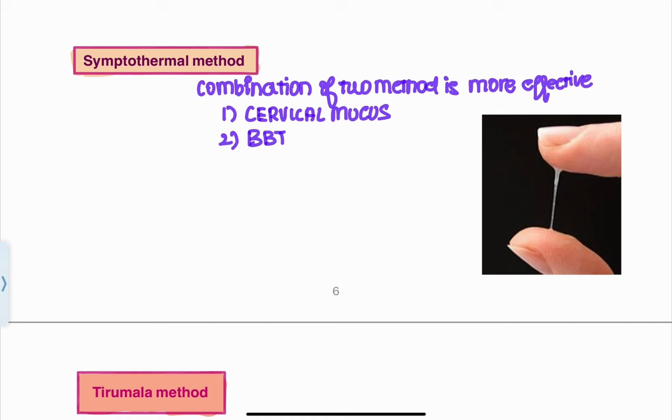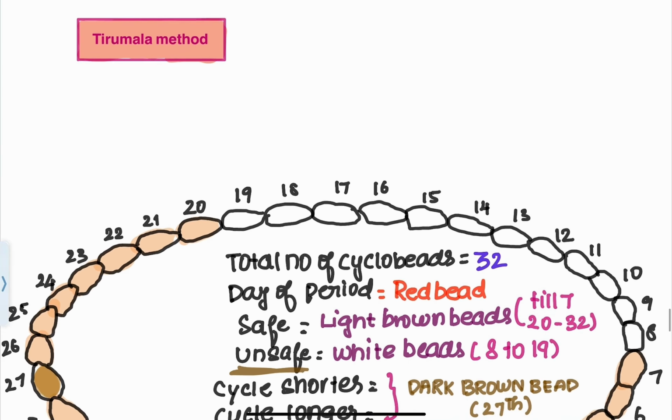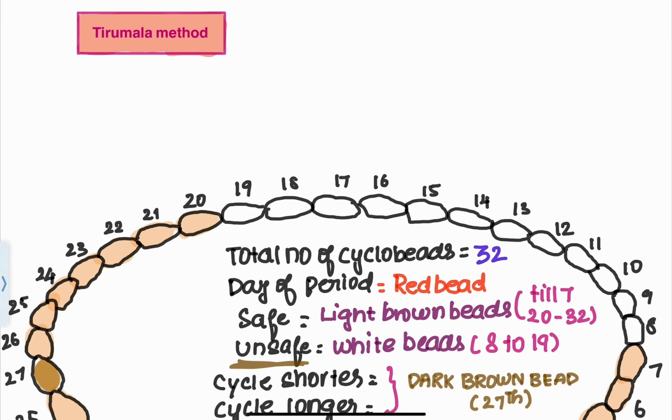So the combination of two methods is always more effective than any single method. If you combine the basal body temperature along with the Billings or the cervical mucus method, it is called the symptothermal method. Clear? It is called the symptothermal method.